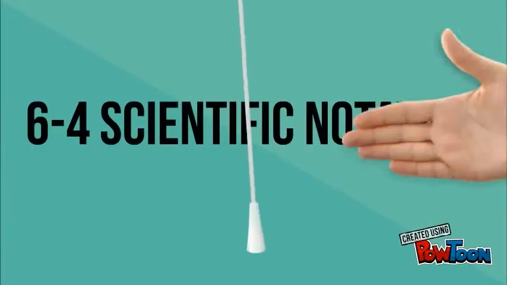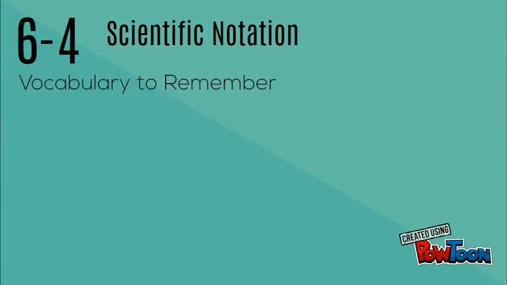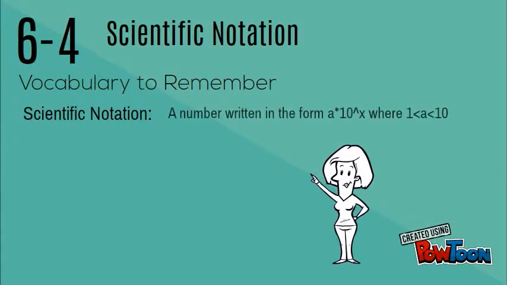6.4 Scientific Notation. Vocabulary to remember. Scientific notation: a number written in the form a times 10 to the x, where a is larger than or equal to 1, yet smaller than 10.